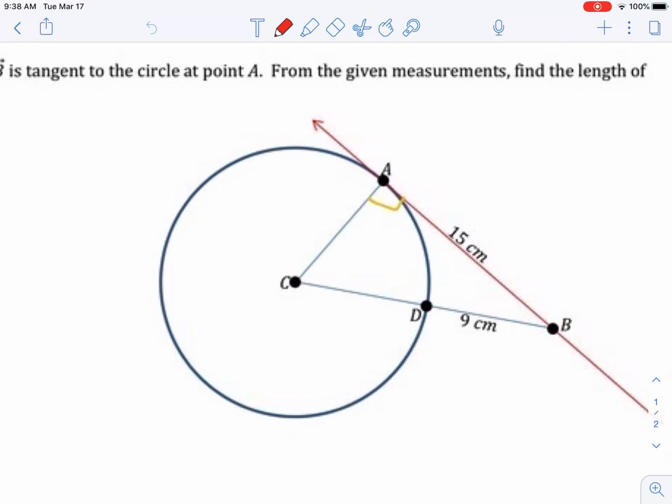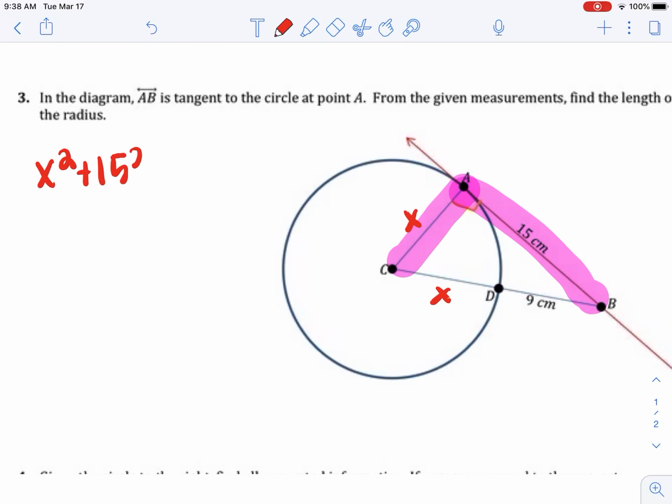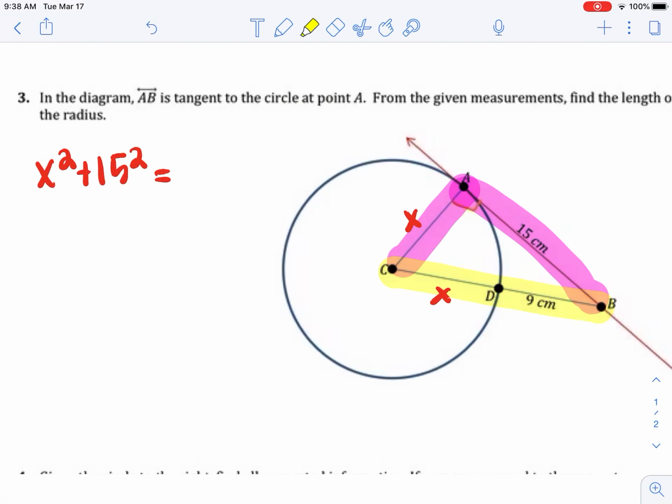So what you have to realize is that the radius is unknown. So what we're going to do is put an X right there. Realize CD is also a radius, so I'm also going to put an X right there. Okay, so now I'm going to use the Pythagorean theorem to solve for X. So I'm going to do leg squared plus leg squared: X squared plus 15 squared equals hypotenuse squared. Here's the hypotenuse right here.